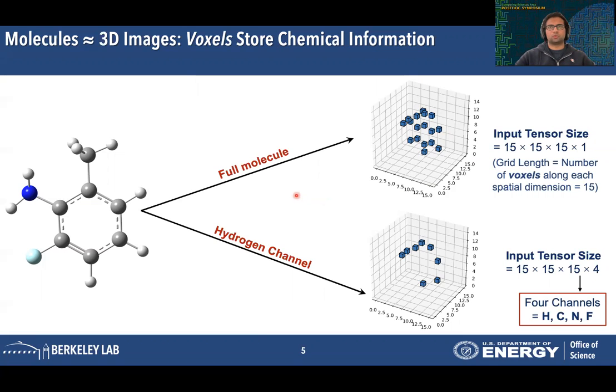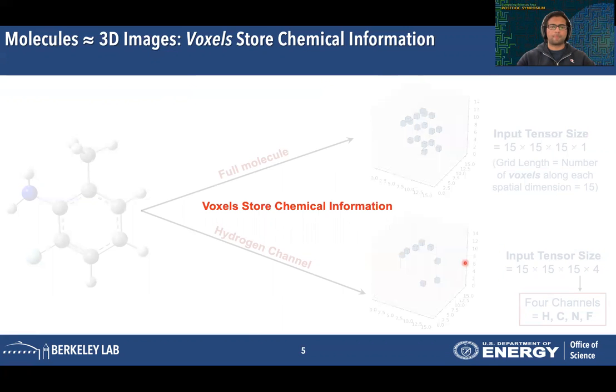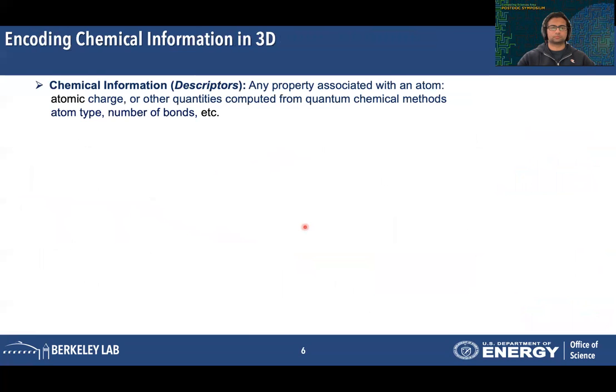Alternatively, each atom type can have its own separate channel. For example, this is how the hydrogen channel would look for this molecule. For this representation, the tensor shape is 15 cubed by 4, since there would be 4 channels corresponding to different atom types in the molecule. In short, one can store useful chemical information associated with an atom in a voxel corresponding to its spatial position. So theoretically, any property associated with an atom could be used as a quantity to encode its chemical information in the 3D grid. For example, it could be atomic charges. We can also potentially use quantities like the number of bonds connected to other atoms, atom type, etc.